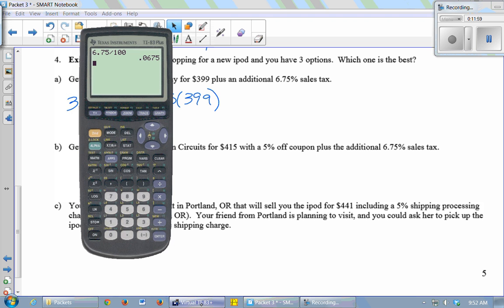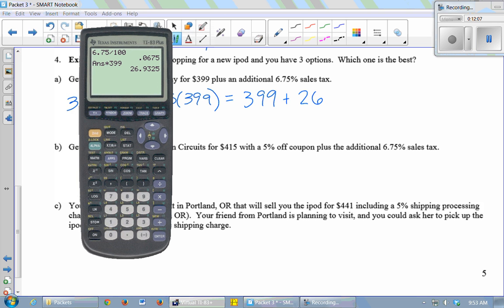All right, so now I have to multiply that times $399. That's the amount of my taxes. So it's going to be $399 plus $26.93, and I'm going to the nearest penny, which is what they generally do with sales tax. Add that to the $399, and we get $425.93.